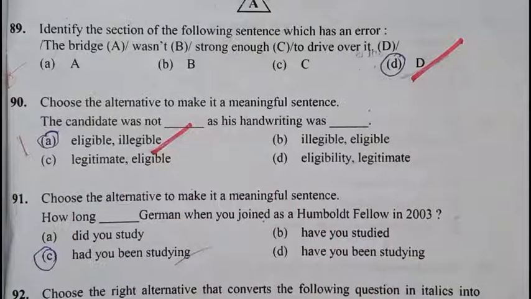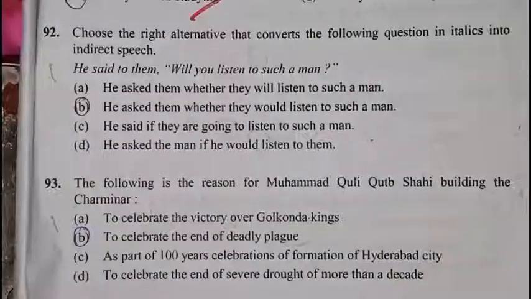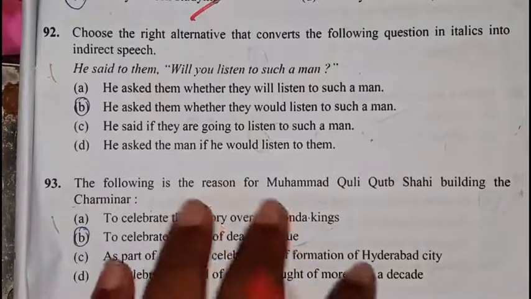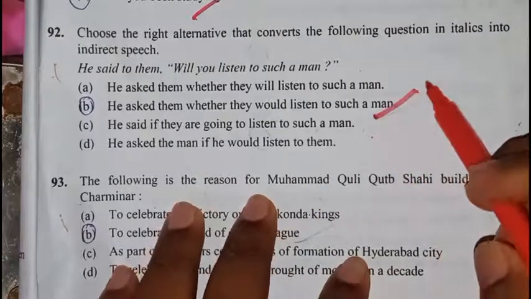Question number 91. Choose the alternative to make it a meaningful sentence. How long dash German when you joined as a Humboldt Fellow in 2003? Answer option C. Question number 92. Choose the right alternative that converts the following question in italics into indirect speech. He said to them, "Will you listen to such a man?" Answer option B.